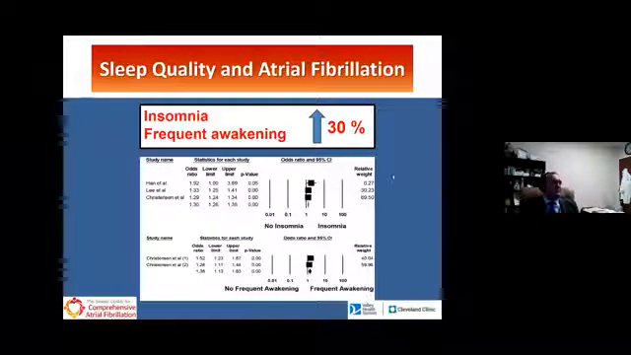As we discussed, sleep quality also plays an important role in the development of atrial fibrillation, with insomnia and frequent awakening increasing the incidence of atrial fibrillation by about 30% compared with people who do not have insomnia. And you can see here, all these bullets point toward increasing the risk of atrial fibrillation with insomnia and frequent awakening.